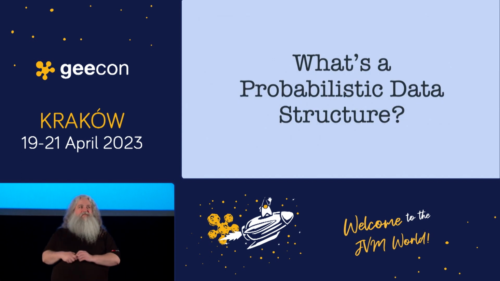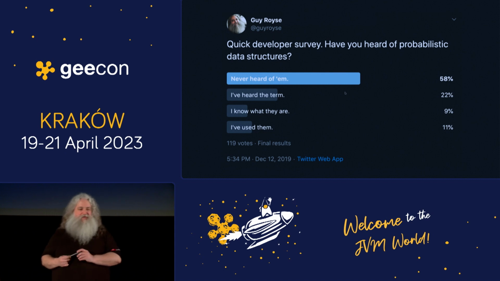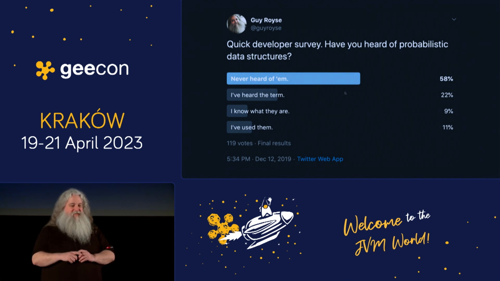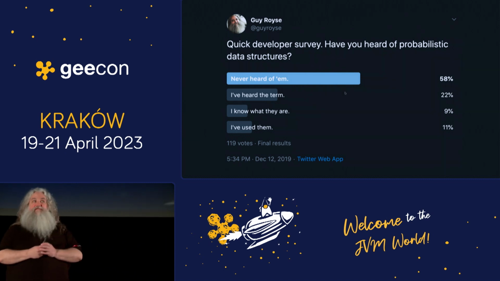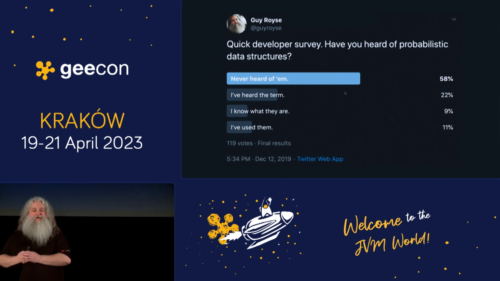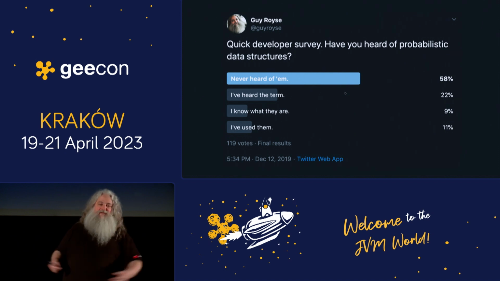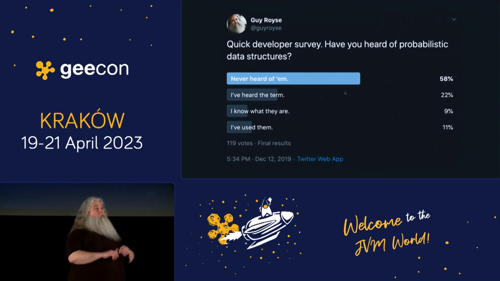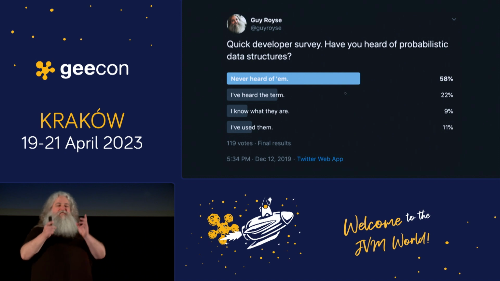So, what's a probabilistic data structure? That's probably the first thing we need to answer. I did a super scientific survey on Twitter like 4 years ago at this point, in December of 2019. And I asked everyone what it was, and I got 119 randos to respond to me. And they said 58% never heard of them. 22% had heard the term. So 80% of developers that are in my sphere on Twitter either hadn't even heard of probabilistic data structures, or they had heard the word, but they didn't know what it meant. I suspect at least half of that 22% probably heard the term in the question I asked.